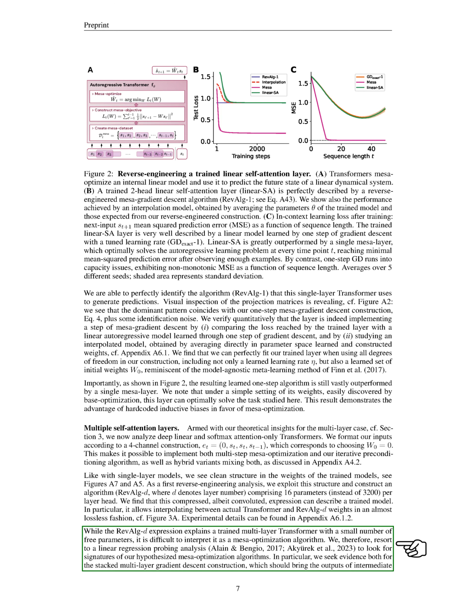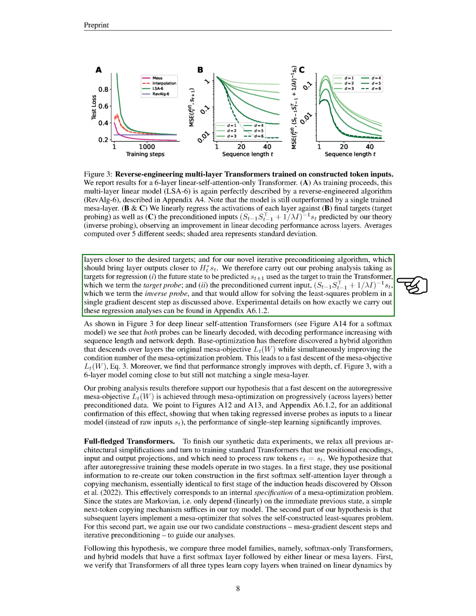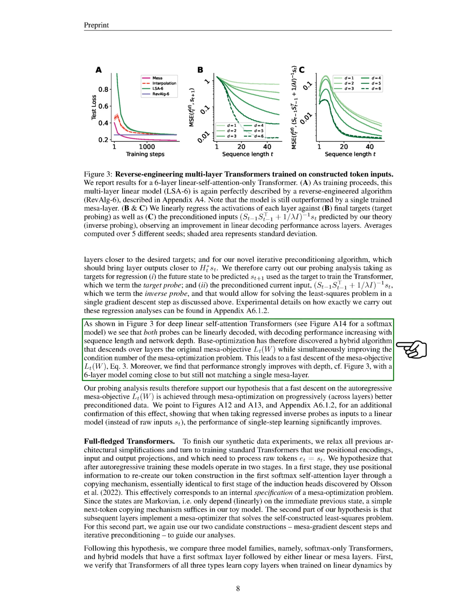So, we've turned to a linear regression probing analysis to look for signs of our hypothesized mesa optimization algorithms. We're looking for evidence of two things: a stacked multi-layer gradient descent construction, and our new iterative preconditioning algorithm. Our analysis involves using two targets for regression: the future state to be predicted, and the preconditioned current input. The latter allows us to solve the least squares problem in a single gradient descent step. Our findings show that both targets can be linearly decoded, with decoding performance improving with sequence length and network depth.